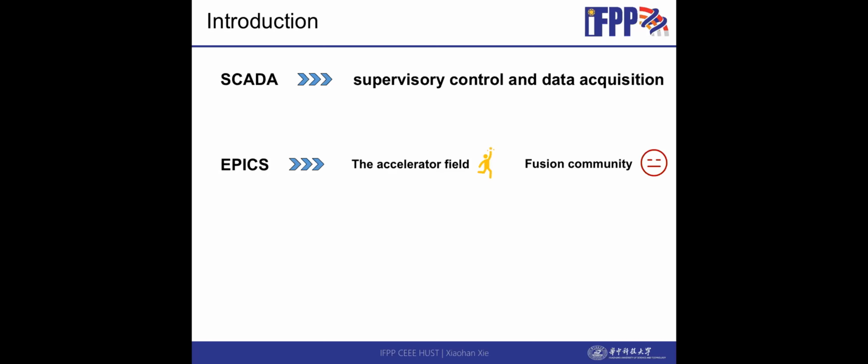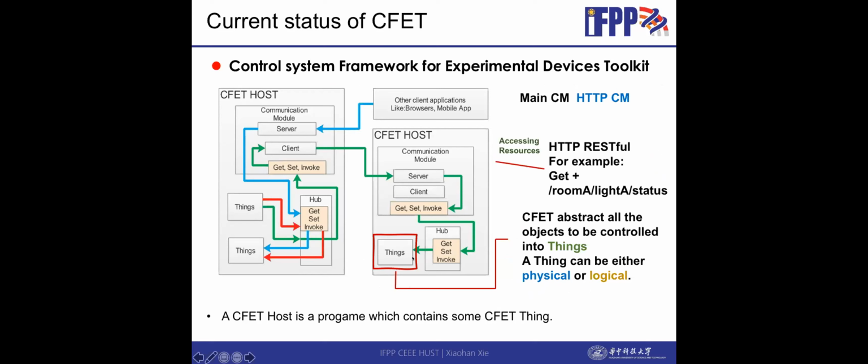Before I talk about the major updates of CFAT, I'd like to talk about the basic concepts and the current status of CFAT. The basis of control is that every client in this system can understand each other conceptually. So we have to encapsulate the equipment in the control system into a common model. We abstract all the objects to be controlled into things. A thing can be either physical or logical.